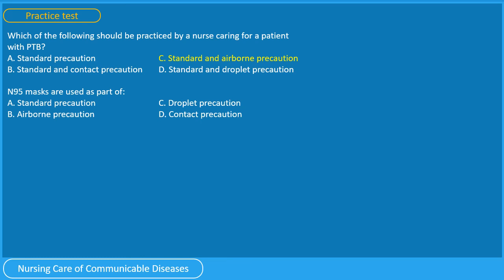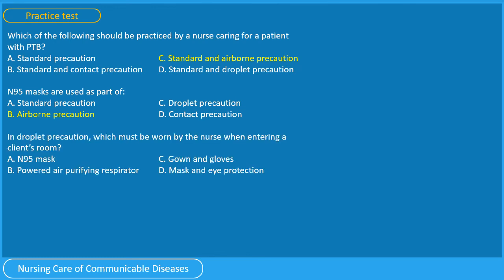N95 masks are used as part of A. Standard precaution, B. Airborne precaution, C. Droplet precaution, or D. Contact precaution. You have 5 seconds. If you answered B. Airborne precaution, you are correct.